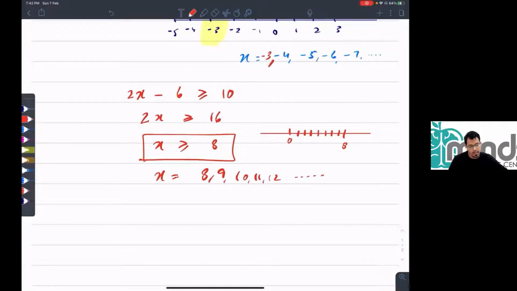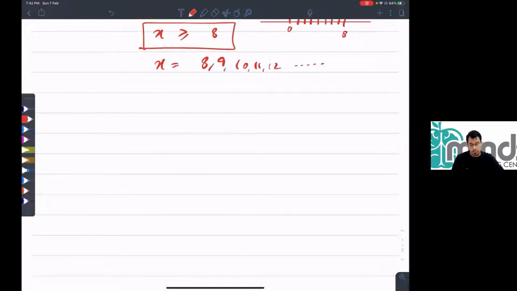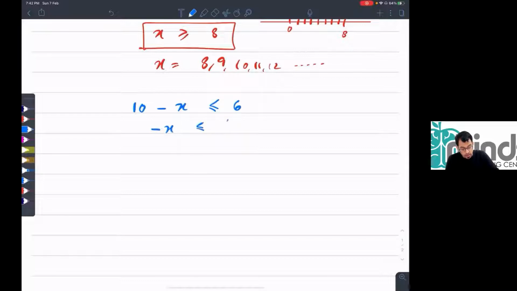Okay, that's good. All of you are getting it. Okay, let's make this question slightly different. If I say 10 minus x is less than equal to 6, how to solve it? There are two different approaches to solve this question. Let me tell you the actual method. What you will do, minus x is less than equal to 6 minus 10. Minus x is less than equal to minus 4.